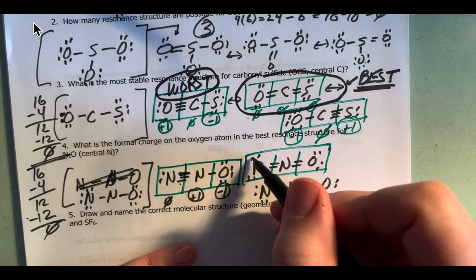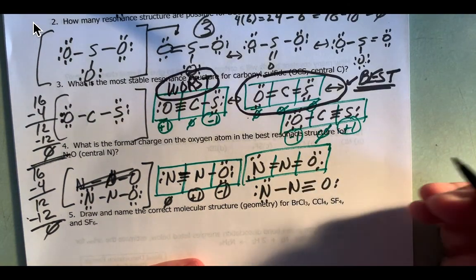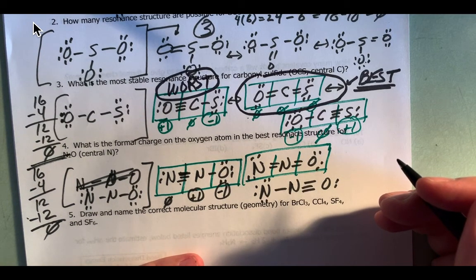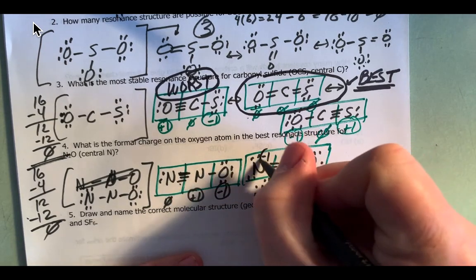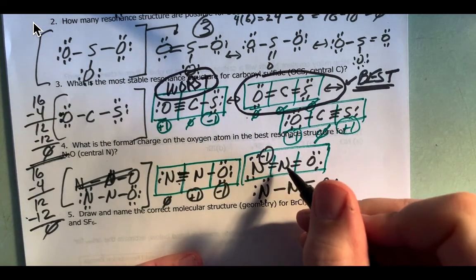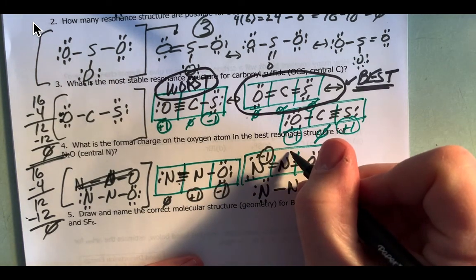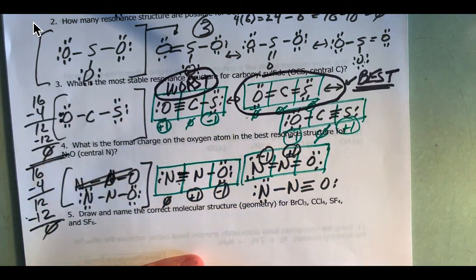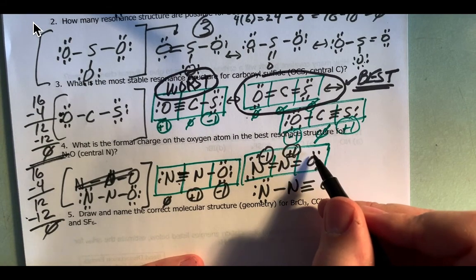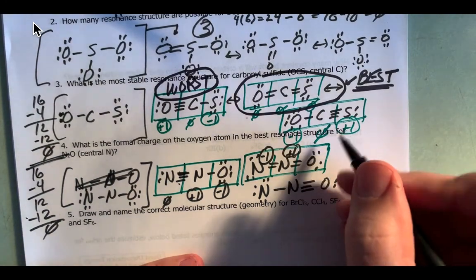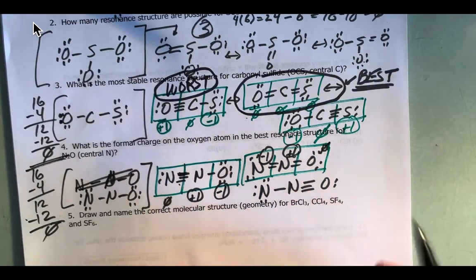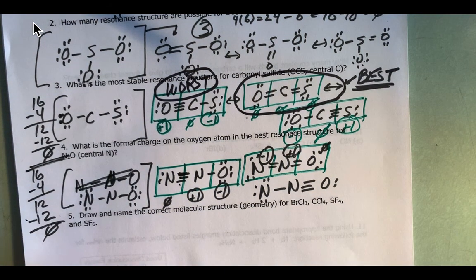This nitrogen right here has 1, 2, 3, 4, 5, 6. From the periodic table, we expect it to have 5, and so there's a negative charge on this nitrogen. 1, 2, 3, 4. So just like over here, we have a positive charge on the middle nitrogen, and then 1, 2, 3, 4, 5, 6 for oxygen, and it should have 6, and so no charge on the oxygen.